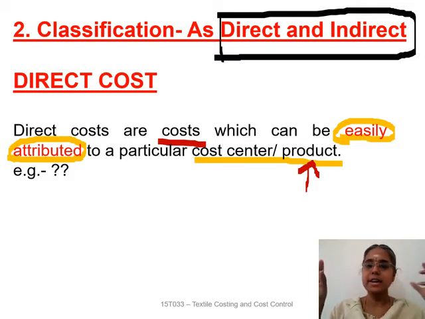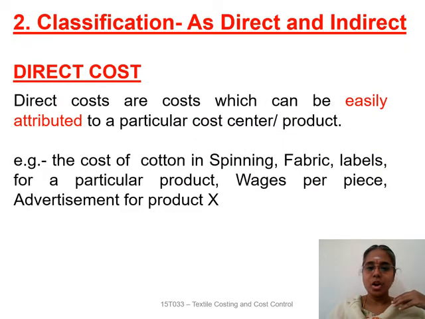So you always put in a higher kg of fiber and get a lower kg of yarn as product. The product is yarn, the material is fiber, and it is easily attributed. You can easily find that material in that product, so it is a direct material. You can have a relationship: for 110 kg of cotton I put in, I get 100 kgs of yarn. So it is directly attributed to that particular product, for example cotton in a spinning mill.